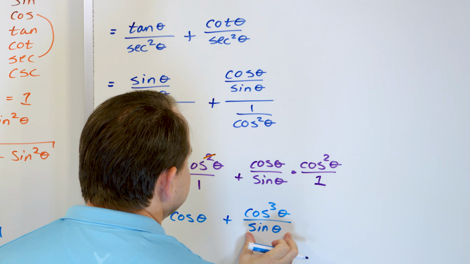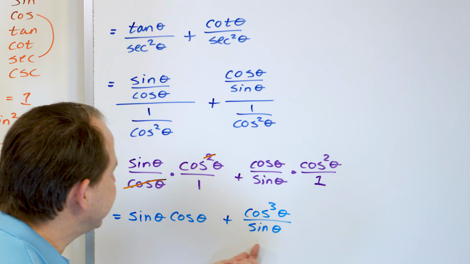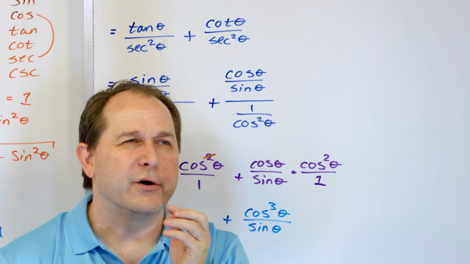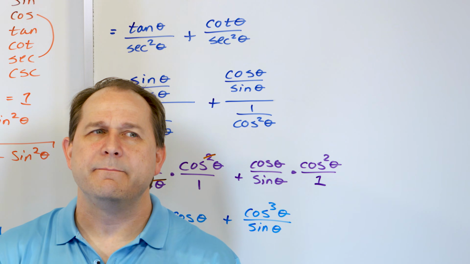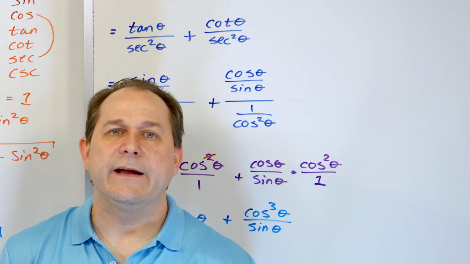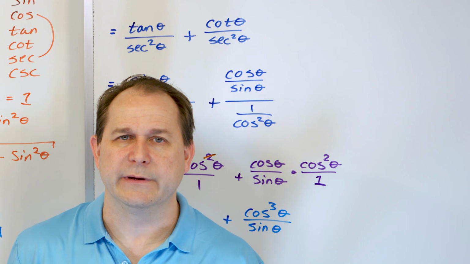So this times this is sine, this times this is cosine cubed. Now, this does not look any simpler than this. So at this point, you're looking at it and you're like, okay, maybe I took a wrong turn. Maybe this is not going to work out. And it's true that there could be simpler ways to do this. Absolutely could be.